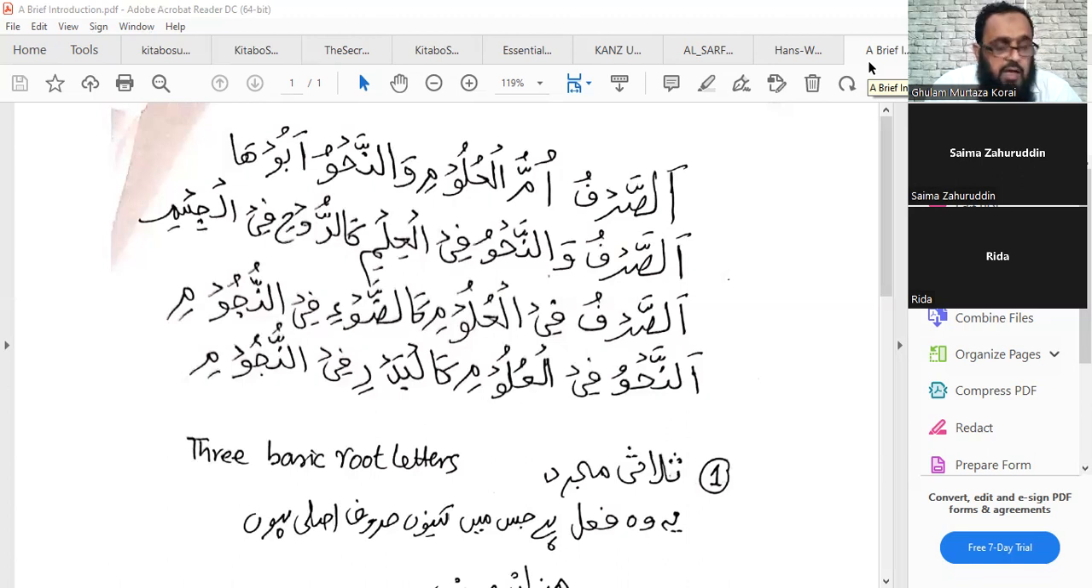Then you can see that I have shared the book that is Abwab al-Sarf. Abwab al-Sarf means all the chapters in the Sarf with all the gardan, means all the sigas, all the words they're used in various tenses. They have been given in detail. And this book consists of 114 pages. So you don't need to worry about it.